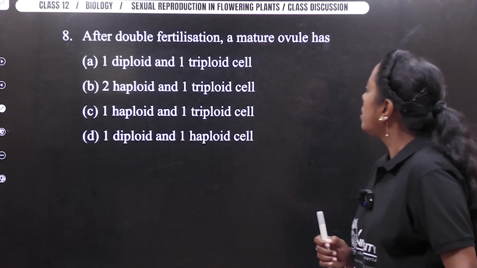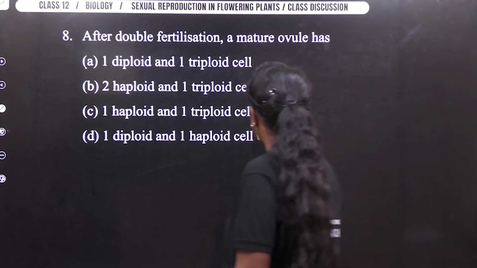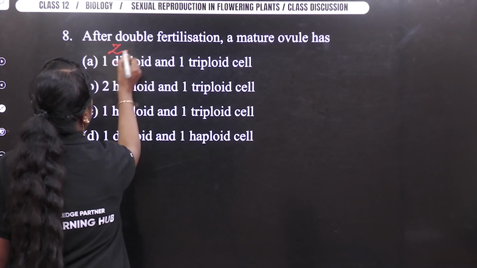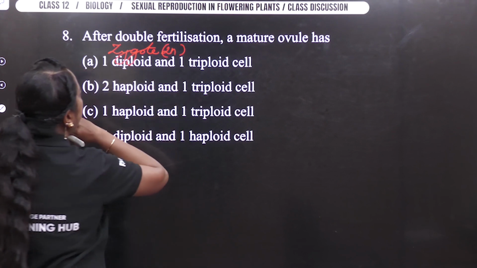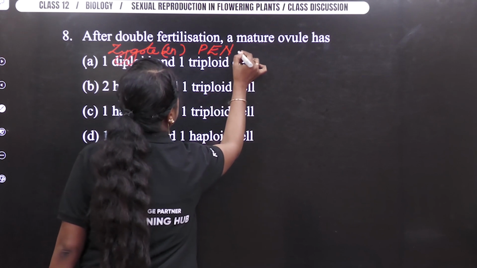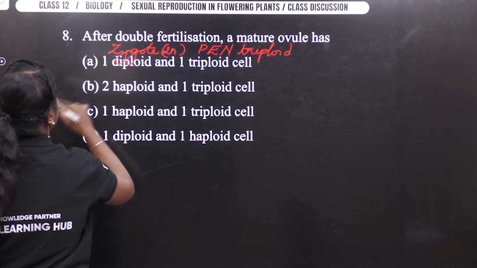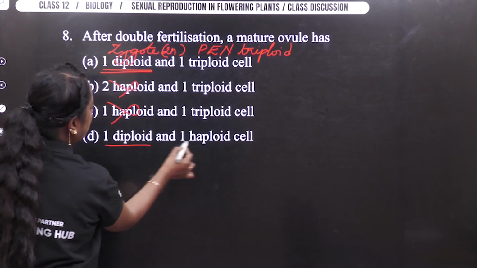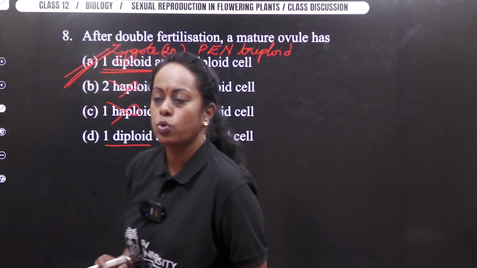So next one. After double fertilization, a mature ovule has. So after fertilization, you have zygote. When I say zygote, it should be 2N, so diploid, and we have primary endosperm nucleus, which is said to be 3N, triploid. So now, in this option, one diploid, correct? This is wrong, this is wrong. One diploid, here it is haploid. So answer is option A. Go ahead, mark your answer as option A for this question.